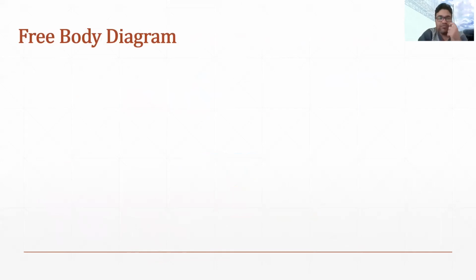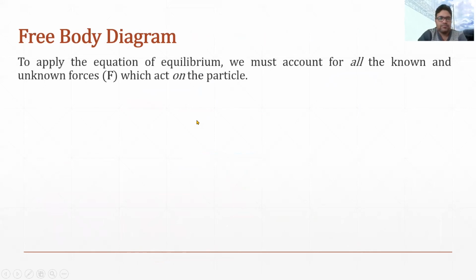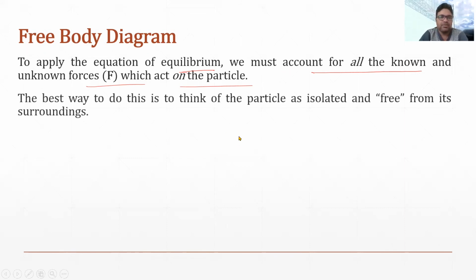Now, if we talk about the free body diagram, what is the meaning of a free body diagram? Basically, to apply the equation of equilibrium, we must account for all the known and unknown forces which act on a particle. So generally, in a physical system, if we try to analyze that system, we make a mathematical model. And in the mathematical model, all the unknown and known forces are drawn on the diagram. That kind of diagram is generally known as a free body diagram.